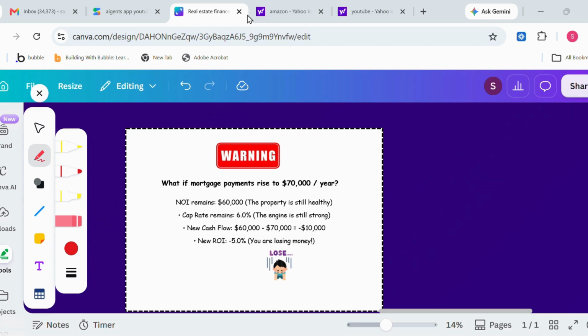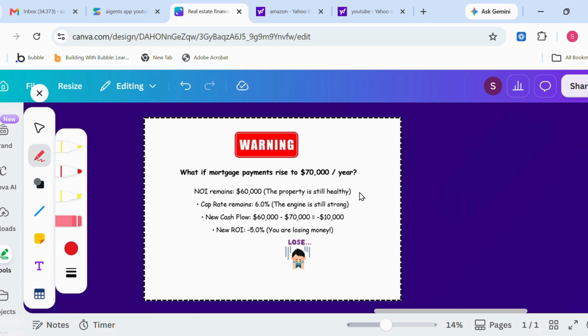But here is why most beginners go broke. What if the interest rate spikes and your mortgage payment jumps to 70K? The building is still performing at a 6% cap rate. The engine is fine, but the cash flow is now minus 10K. So your ROI is now minus 5%. So you're bleeding cash every single month.